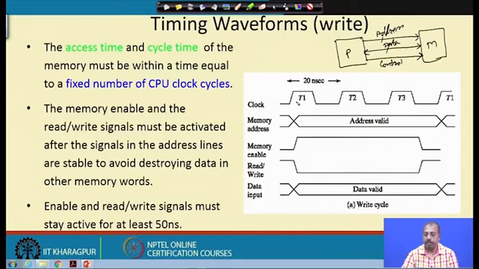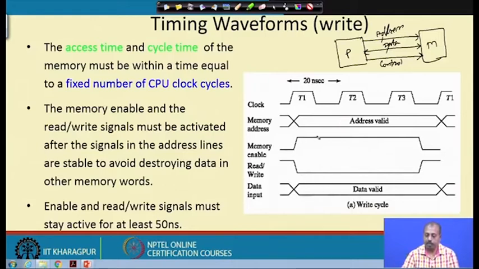The address will be valid for the entire time, T1, T2, T3, all 3 cycles. After putting the address onto the address bus, the memory enable signal is made high. Then the read/write bar line is made low because this is a write operation, but before that, data is put onto the data bus. You see that these 2 points occur simultaneously: a valid memory address is put onto the address bus, and valid data is put onto the data bus.